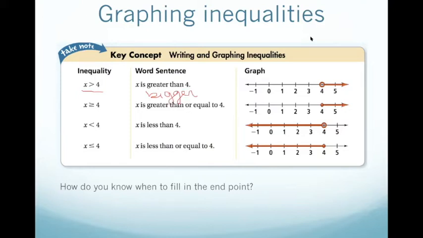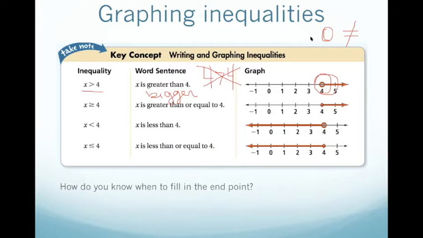So how do I know when to color in 4 or when not to color in 4? Well, is 4 greater than 4? No, 4 is equal to 4, so it's not greater than 4. That's how we know to have a hollow circle or an open circle at 4. So an open circle is when there's not an equals to, right? If 4 is equal to 4, then we would color it in.